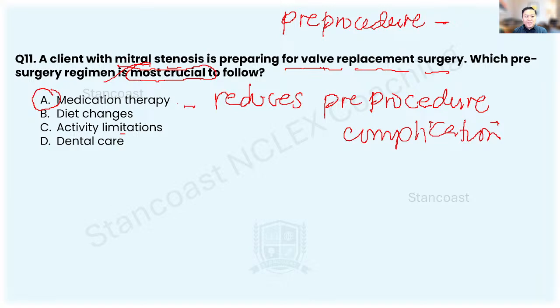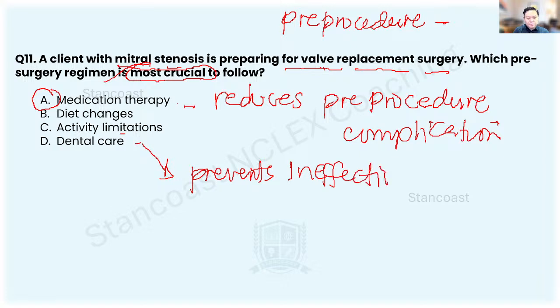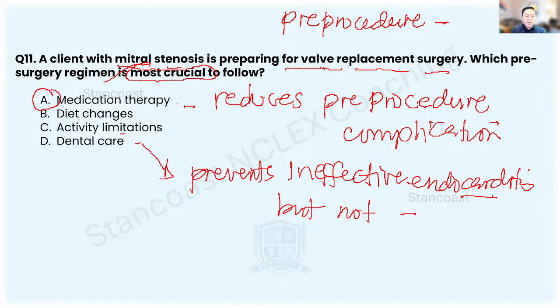Okay. Now, what about dental care? Why is dental care wrong in this scenario? The reason is that it is useful in preventing infective endocarditis, but not the immediate concern, which is basically the pre-surgery.